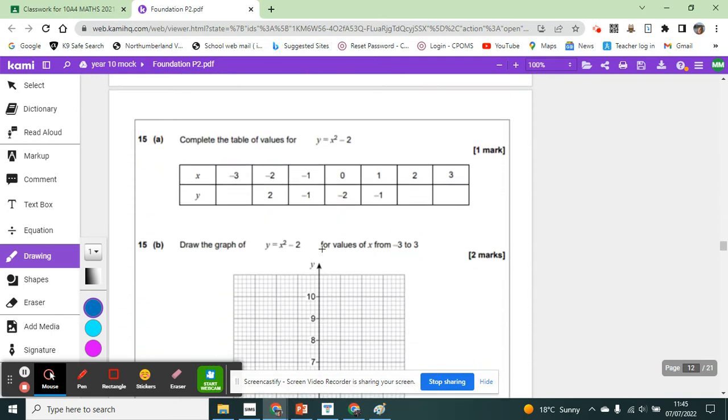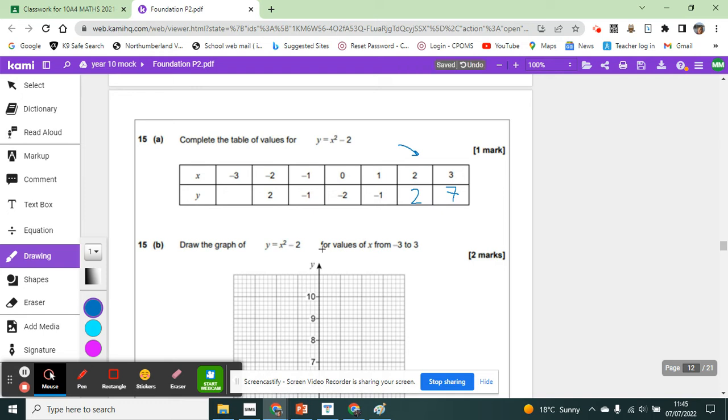Okay, question 15. Complete the table for x squared minus 2. So I always go to the positive side first. This is a calculator question, so I'm just going to put in 3 squared take away 2, press equals, and I get 7. I'm then going to press my back button on the calculator and delete the 3 and replace it with a 2. Press equals, and I get 2.